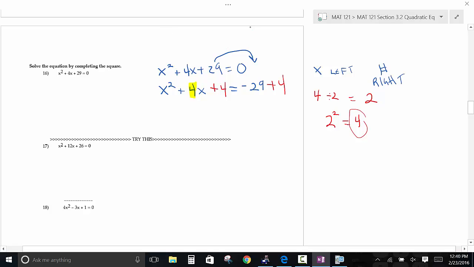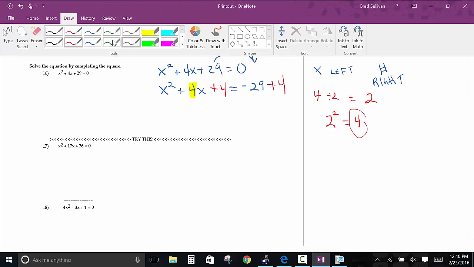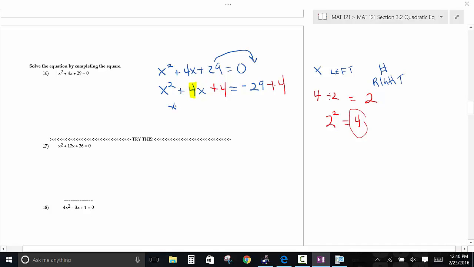Now we just collect the like terms next. So now we're going to have x squared plus 4x plus 4. And on this side, that's going to give negative 25. You guys follow what I've done so far? Yes, no, maybe? Now next thing we're going to do is factor.